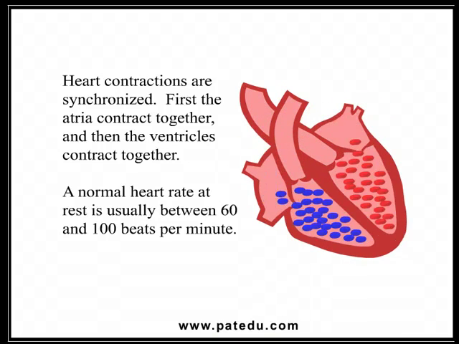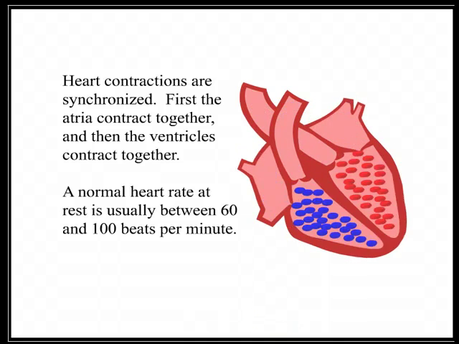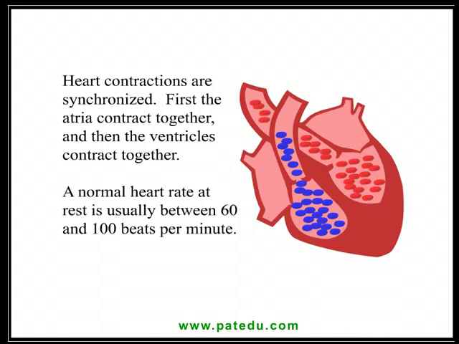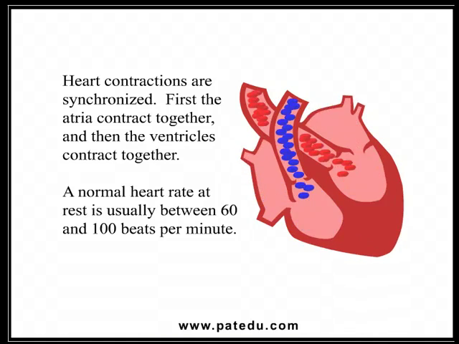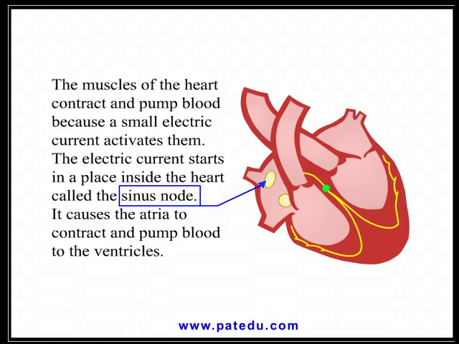Heart contractions are synchronized. First, the atria contract together, and then the ventricles contract together. A normal heart rate at rest is usually between 60 and 100 beats per minute. The muscles of the heart contract and pump blood because a small electric current activates them. The electric current starts in a place inside the heart called the sinus node. It causes the atria to contract and pump blood to the ventricles.